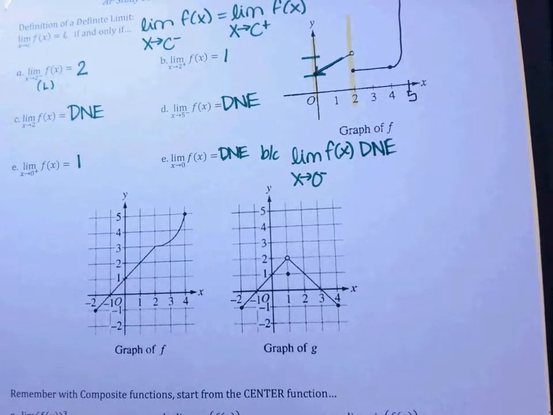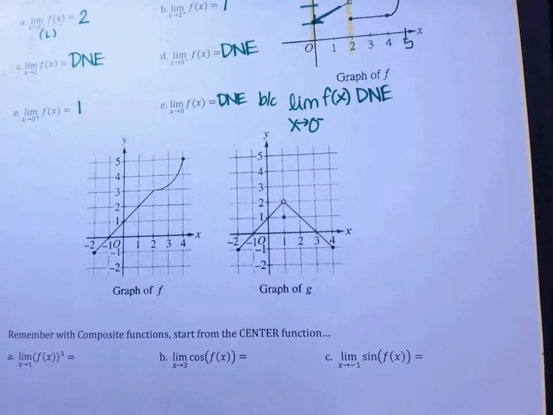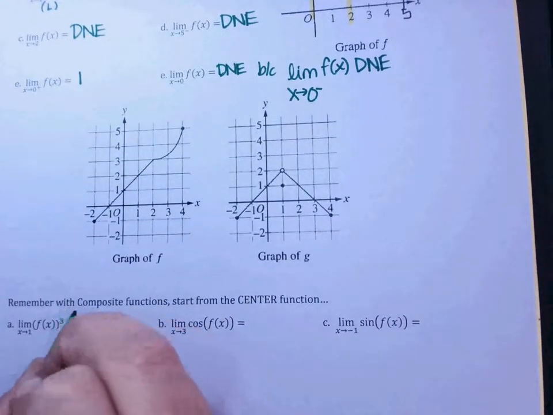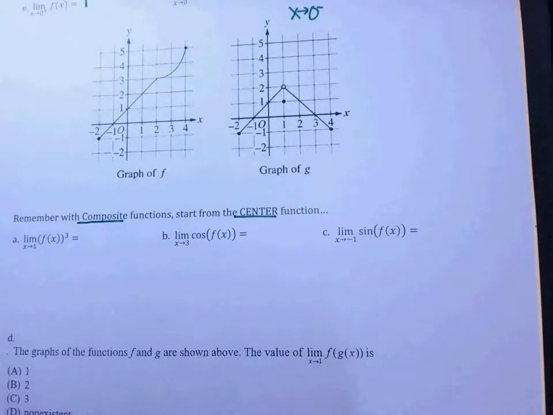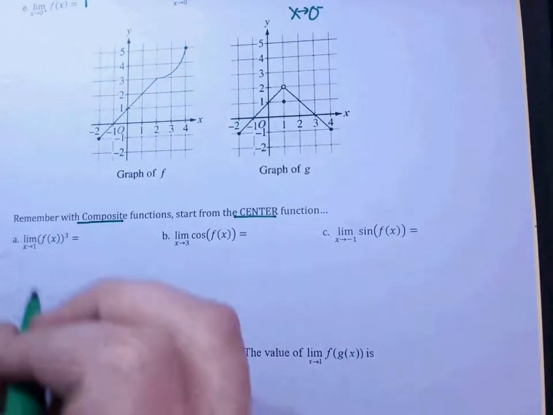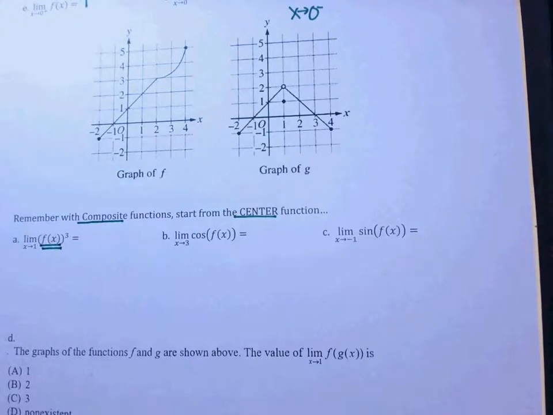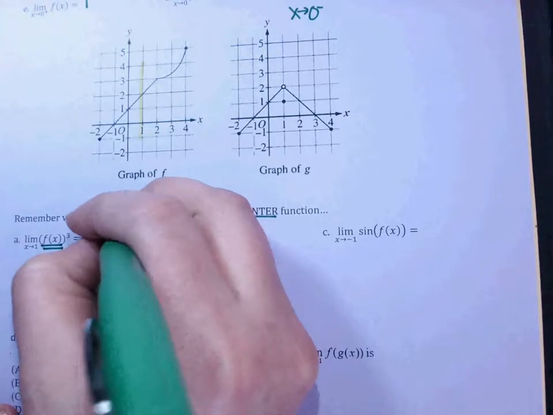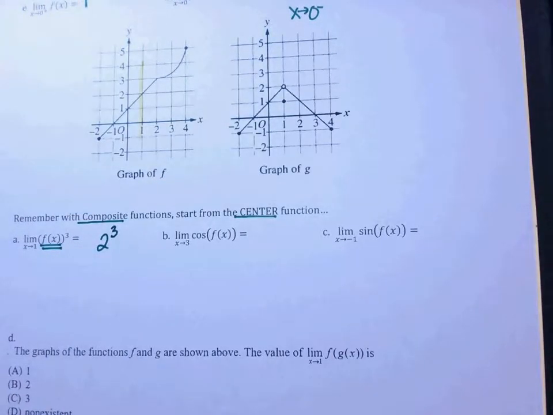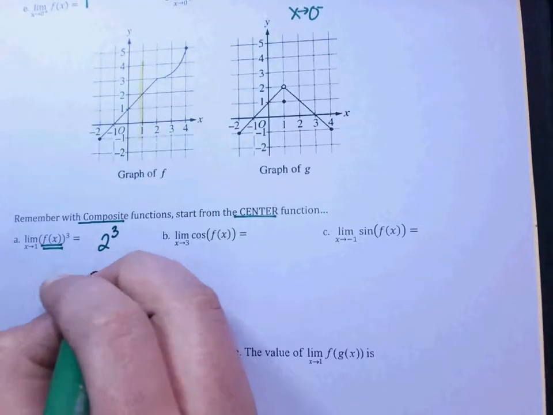Okay? So go down to the next set of graphs. We're going to do some composites. Whenever you do a composite function, remember you're always going to start with the center function. So look at the first one. If I want the limit as x approaches 1 of f of x cubed, just focus on f of x. For my f of x graph, as I approach 1, the y value is 2. And then I would take 2 and cube it after. So start in the center, my limit is 2, 2 cubed is 8.